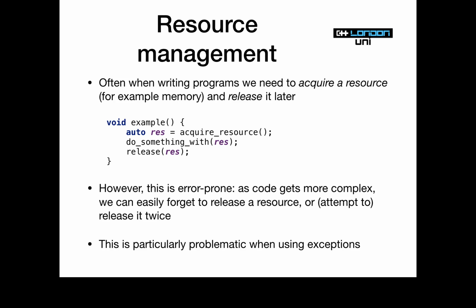And this gets particularly problematic when using C++ exceptions. So we haven't really talked about exceptions in the class yet. We will do. But if you've used exceptions in other languages, Java and Python, what have you, they're very similar in C++. So in principle here, if do something with throws an exception, we're not in a try block or anything, so we'd leave the function immediately and release would never get called. So that's a problem, or a potential problem.